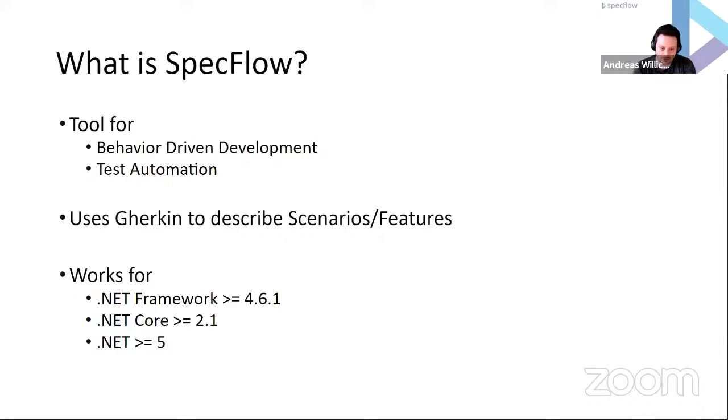It uses the Gherkin language to describe features and scenarios. You can write your scenarios, your tests, in a natural language and not in code. More on that later. SpecFlow is for the .NET framework, and it works with the classic .NET Framework from 4.6.1 onwards. We also support .NET Core since 2.1, and we also support .NET 5. The team is already looking into .NET 6 support, so we are always looking to stay on what is currently supported.